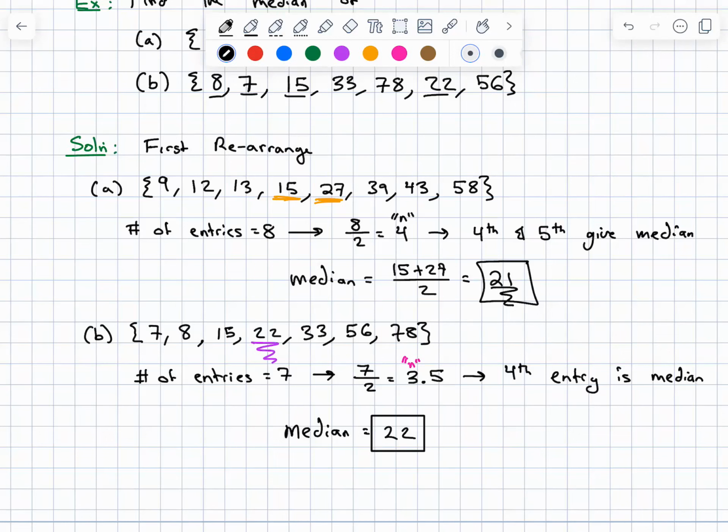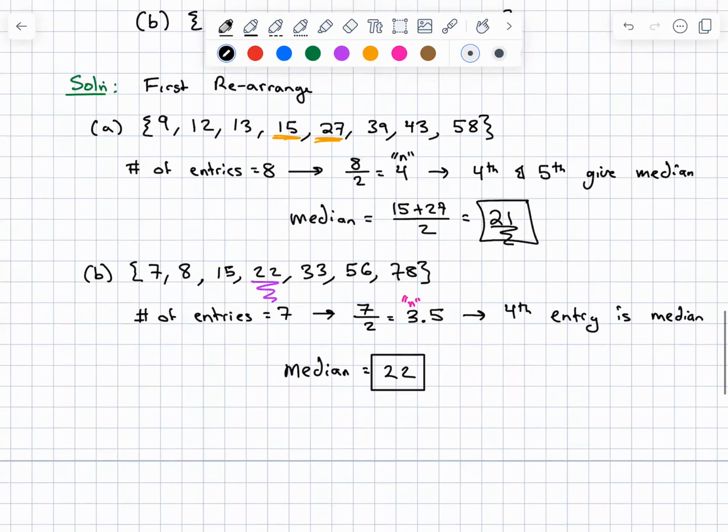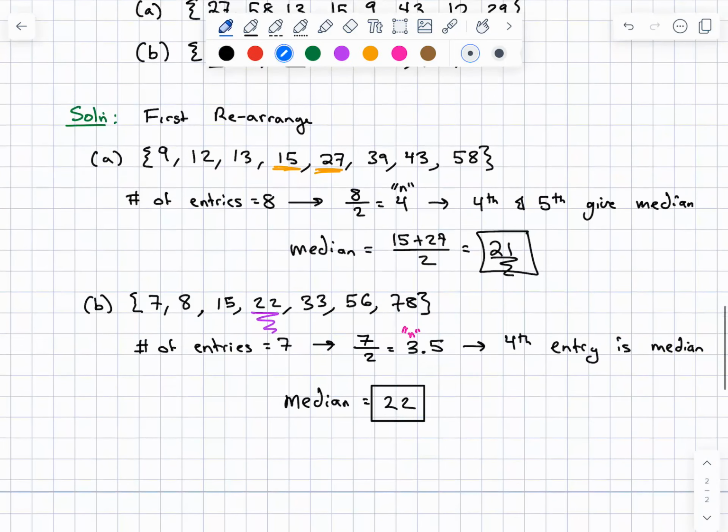Does anybody want to see more of an explanation as to why that works? It's okay. All right. So that was our little side. That's how you find the median quickly.